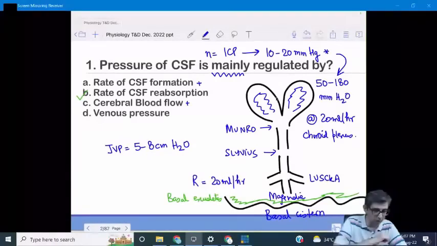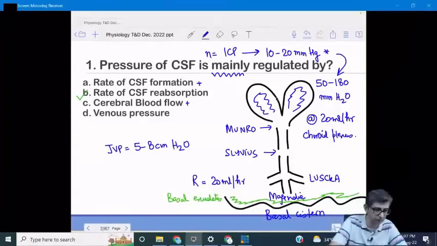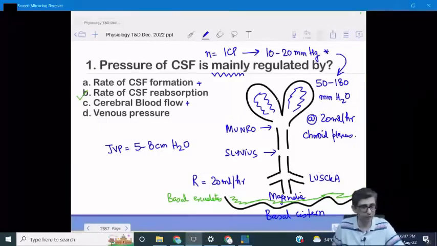PDF, Mukesh, you have to post in the group. Answer to question number 1 is beta. Mukesh, if you're listening, post the PDF quickly. Okay, fine. So we are sorted for this one. Good, good. He has posted, I think.